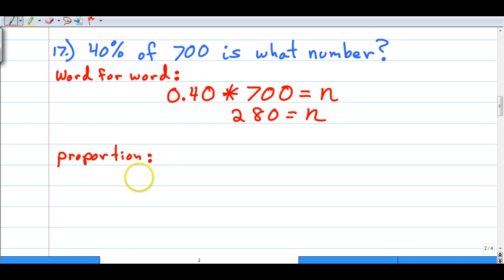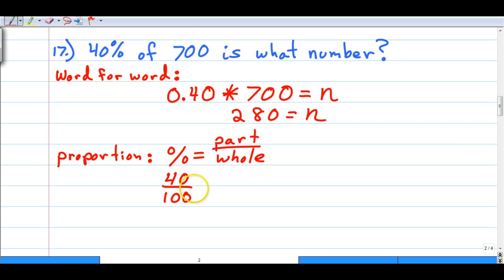With a proportion, we have the formula percent equals some part divided by the whole. We know the percentage to be 40%. Because this formula has a fraction on the right side, we'll put the percentage into a fraction form as well. We do this by putting it over 100 because we know that a percent is some part of 100. In this case, 40 of 100. Equals. Now on the other side, we need to determine if that 700 is the part or the whole, so we can plug it in.